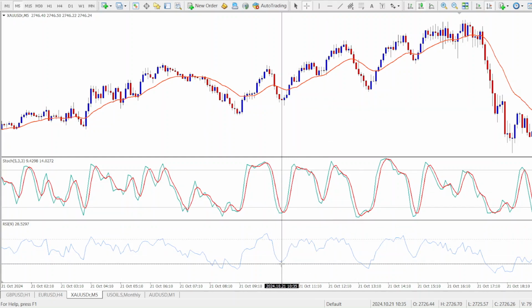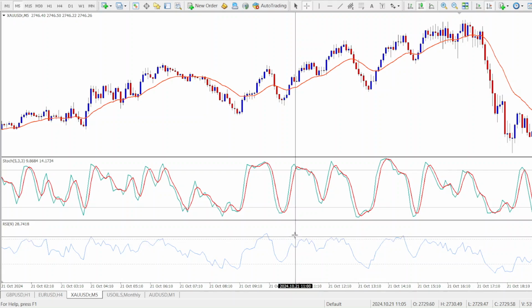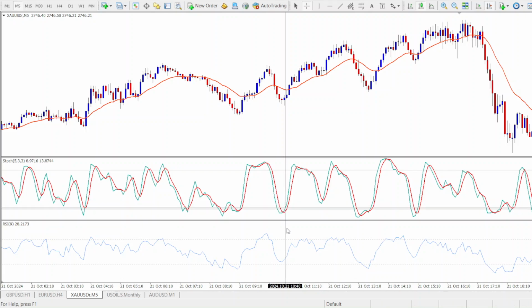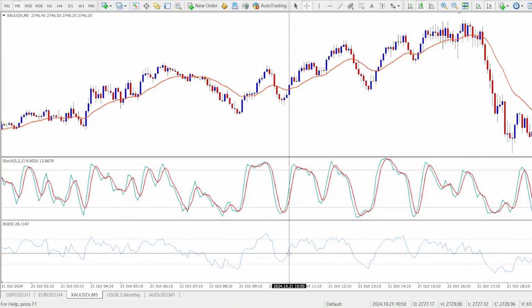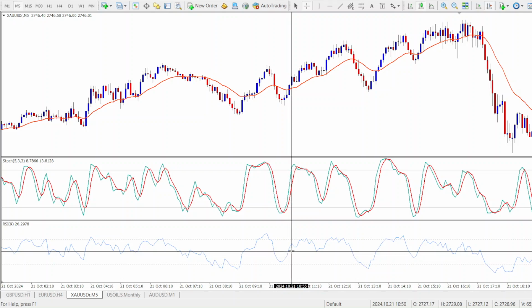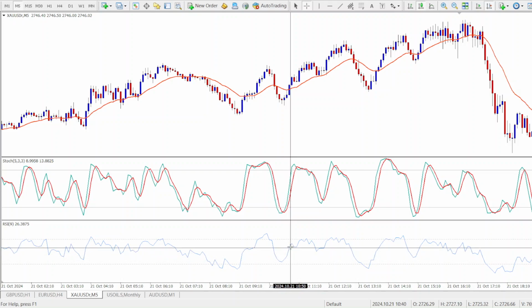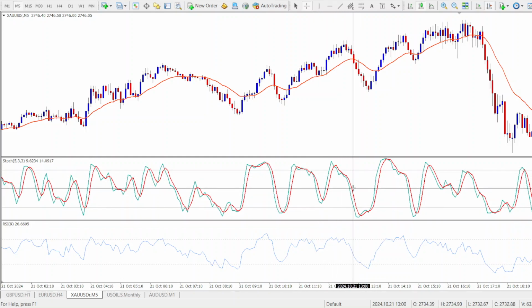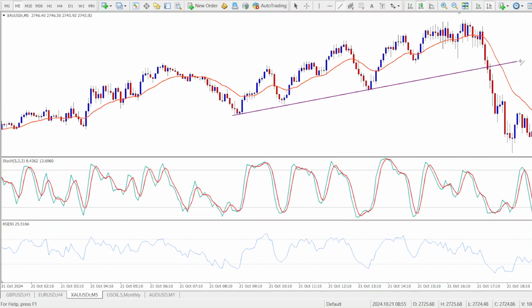Okay, then as for our confirmation with the RSI, we can see that when this stochastic gave us that signal, the RSI was also pointing upwards. Okay, it was showing that it's a bullish move, right? So that was also an additional confirmation. Okay, so it's important that you also make use of other patterns, like trend lines.